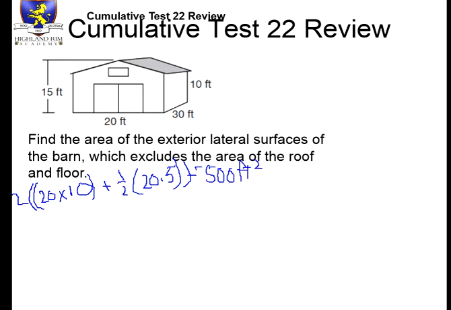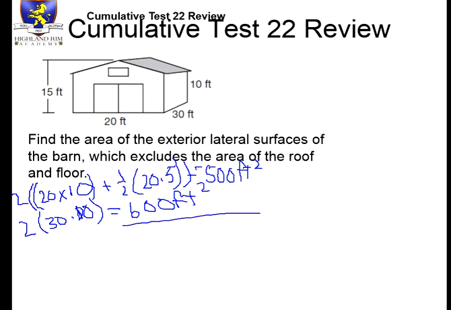Now for the two rectangles on the sides, we've got two sides, right? And these are going to be 30 by 10, and that's going to be 600 square feet. So we add together the 500 and the 600 square feet, and we get 1,100 square feet.